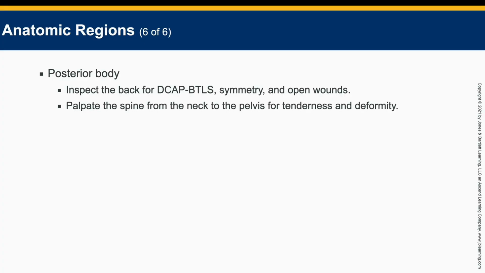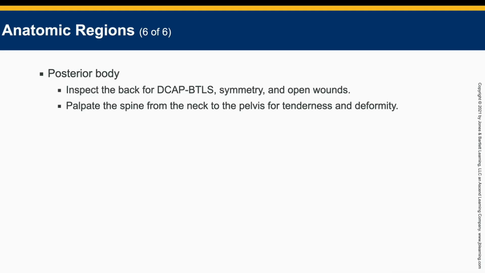Finally, assess the posterior portion of the body, which includes the patient's back and spine. To properly examine the back, the patient may need to be carefully log rolled while maintaining spinal precautions, especially if trauma is suspected. Inspect the entire back for signs of DCAP BTLS, which stands again for deformities, contusions, abrasions, punctures or penetrations, burns, tenderness, lacerations, and swelling.